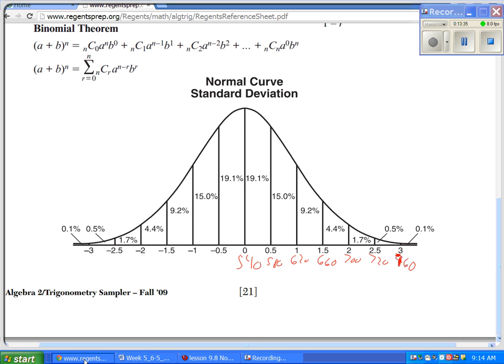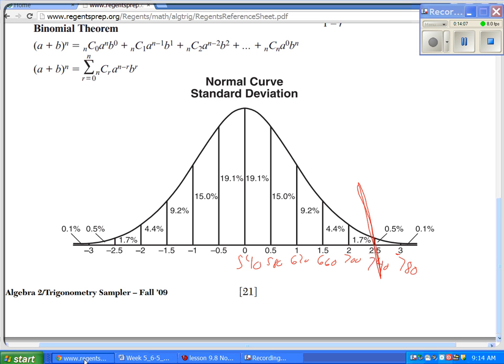Yeah. Oh. Okay. Yeah. This is 740 and this is 70. Yep. Okay. So she scored a 740. That means her score is where? So right on the line here. Right on the line at 2.5, because 2.5 standard deviations is exactly 740. So her score is there.